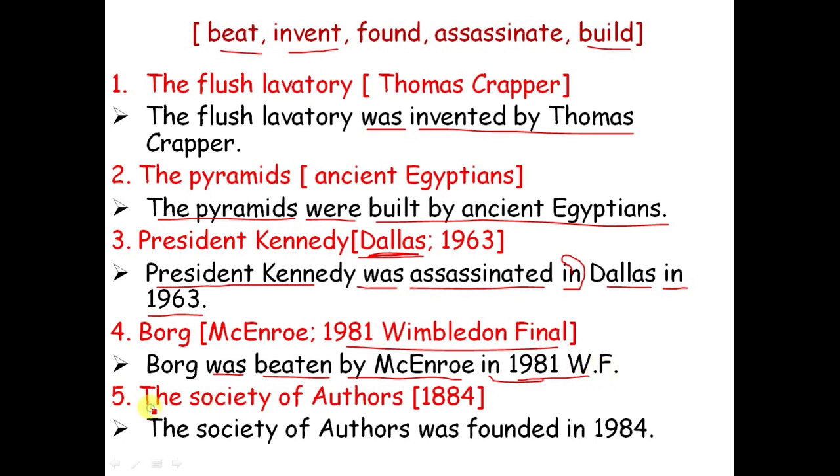The last one, see, the Society of Authors, 1884. This is an institution, so it is obviously established. So here the appropriate verb is found, and this is not, you can say, the V2 form of find. Find means to discover, or to get, but here found is the V1 form and it means establish. So this institution was established, not found, therefore found is V1, and the V3 form of found is founded. So the Society of Authors was, this is an institution, therefore singular, was founded, and here is a year, therefore in 1884.